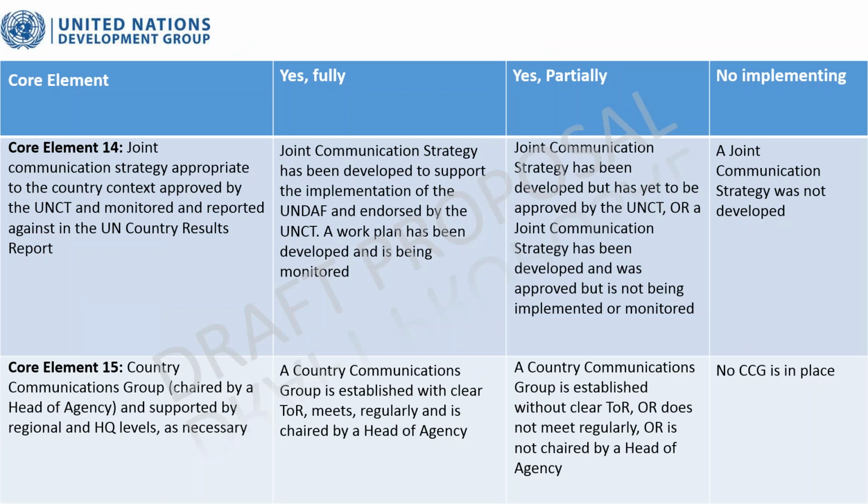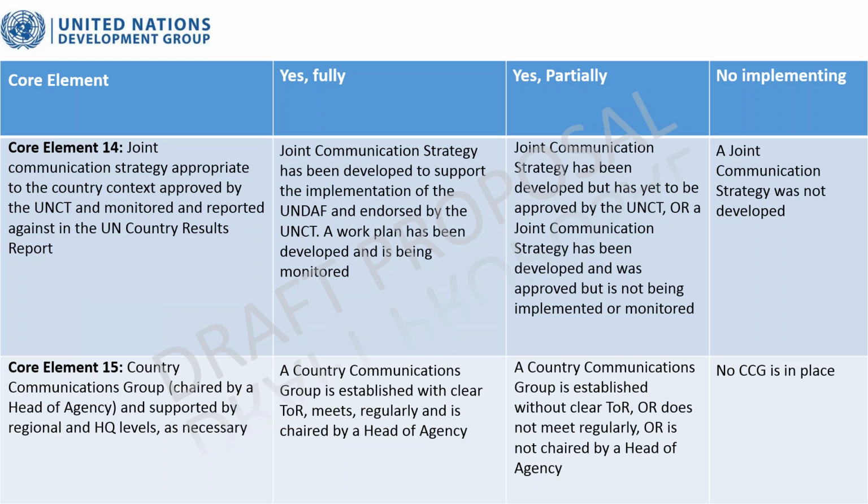Now, moving on to talk about the data that we've collected on progress towards these 2 elements. A joint communication strategy appropriate to the country context, approved by the UNCT and monitored and reported against in the UN country results report. If a country team has this in place, the core element is marked as fully implemented. It is also marked as partially implemented if they have developed but not yet fully endorsed a strategy, or it is approved but not yet fully being implemented.